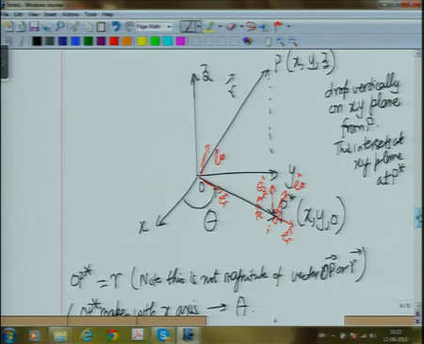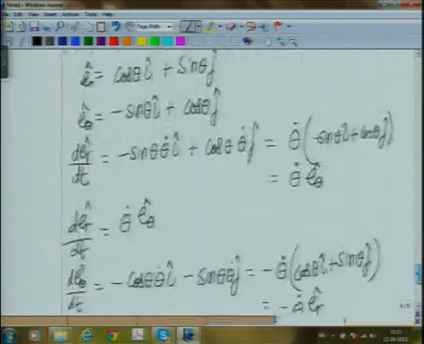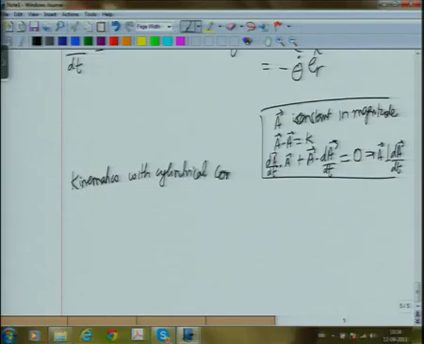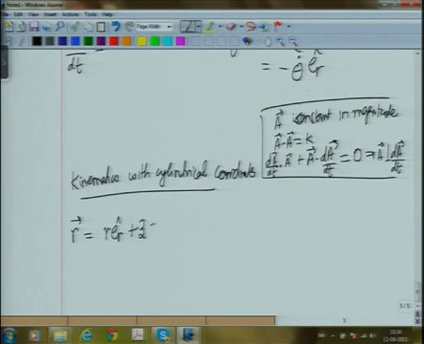So what happens to θ? Θ is in Er, because Er is a function of θ. That's right. So let's do the kinematics with cylindrical coordinates. Position vector R is equal to r Er plus z Ez. Now we go to the velocity.